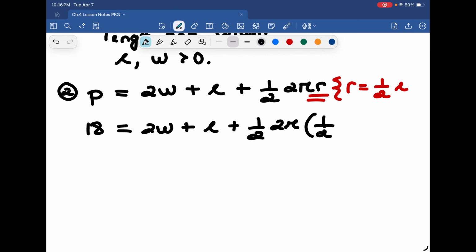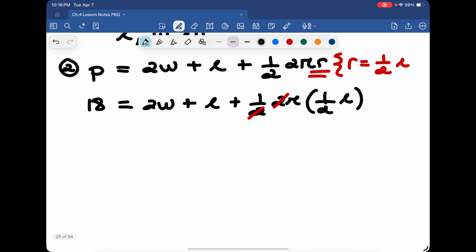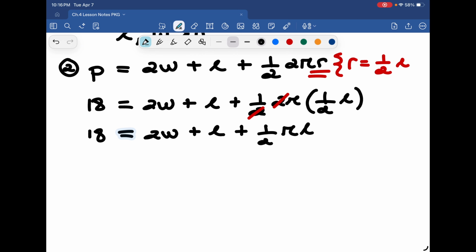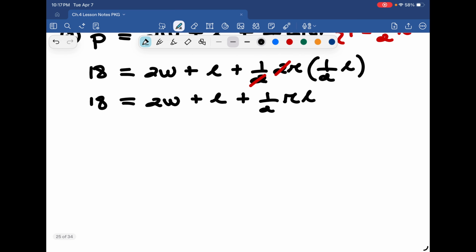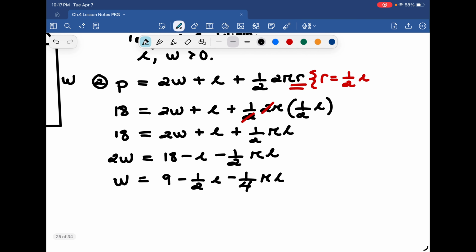Now, the perimeter, which is 18, is equal to 2W plus the length plus 1/2 2 pi, and then this is 1/2 L. Well, we can either cancel the 2 and 2 in the front here, or the 2 and the 1/2 from the other piece, but I'm going to cancel it off the front. This is going to be 18 is equal to 2W plus length plus 1/2 pi L. Now, we want to make sure this is in one variable, so I'm going to isolate for the W. 2W is equal to 18 minus L minus 1/2 pi L. I divide everything by 2, and I get that the W is 18 divided by 2, which is 9, minus 1/2 L, minus 1/4, because we're dividing that by a half, and then pi L. Great. We used our perimeter to solve for this in one variable.